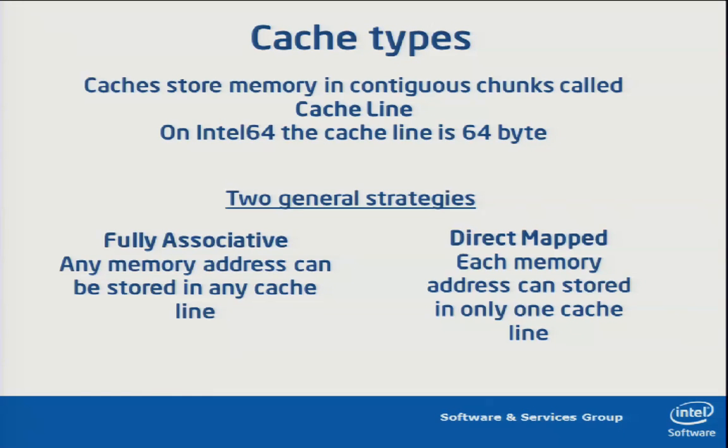Because if, in this 512 bits, there are 2 values that are accessed by 2 different cores all the time, we flip this cache line over and back and forth all the time. Okay. There are 2 general strategies for building caches. The one is fully associative, and the other one is direct mapped. In the fully associative cache, any memory address can be stored in any cache line. Basically, that's the ideal situation. In the direct mapped cache, each memory address can be stored only in 1 cache line. So there's a single cache line for storing a single memory entry.